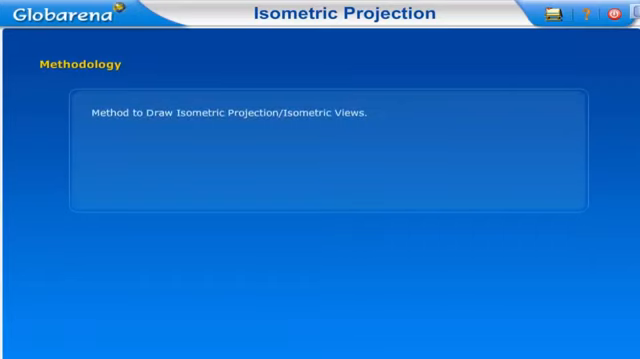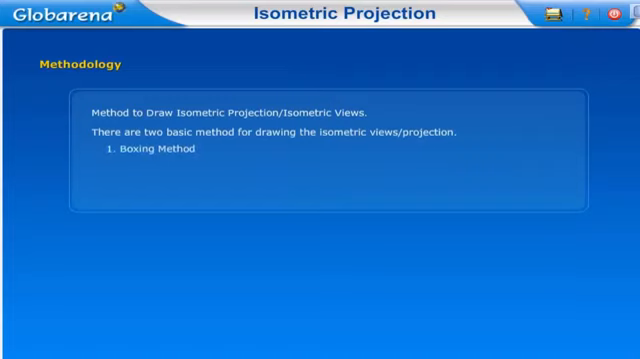Method to draw isometric projection. There are two basic methods for drawing the isometric views or projection: boxing method and coordinate method.